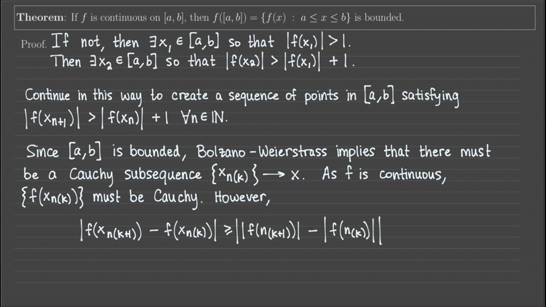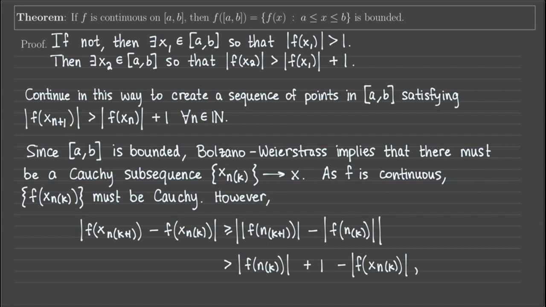But using the way that we constructed the sequence together with the reverse triangle inequality, I can say that the distance between these 2 outputs is greater than or equal to the distance between the size of the first and the size of the second. That's the reverse triangle inequality. By construction, I actually know this inside number is positive. That's just how we designed the sequence, so I could drop these outer absolute values. Moreover, this first term I know is greater than the second term plus 1. Now we get that the distance between any 2 adjacent terms in the sequence of outputs must be greater than 1.